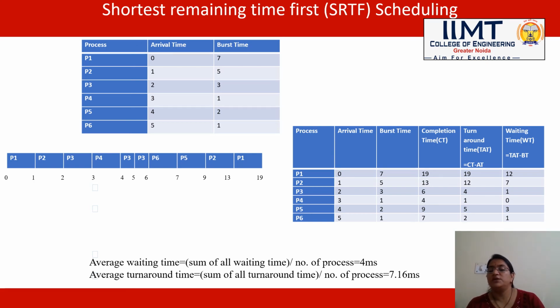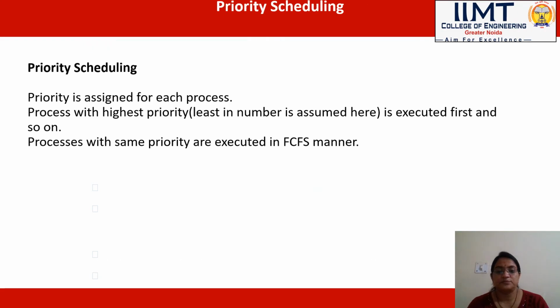Turnaround time we can calculate as completion time minus arrival time, and waiting time we can calculate as turnaround time minus burst time. The average waiting time is the sum of all waiting times divided by the number of processes. It means 4 milliseconds is the average waiting time, and 7.16 milliseconds is the average turnaround time.